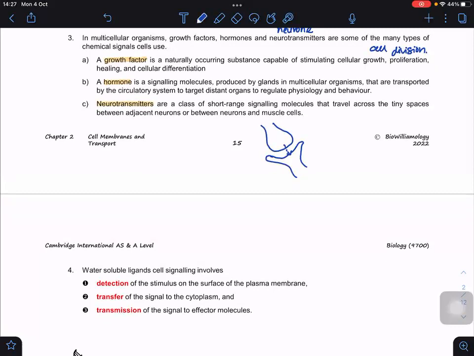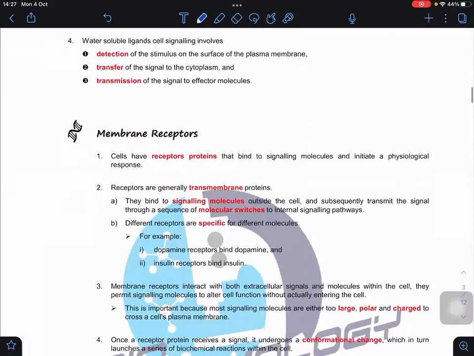So basically, in a cell signaling pathway involving water-soluble ligands, first we detect the stimulus on the cell surface membrane. Then we transfer the signal to the cytoplasm, and transmit the signal to the effector molecules. Are you clear? So we have three processes. Let me draw it out to summarize what you need to know.